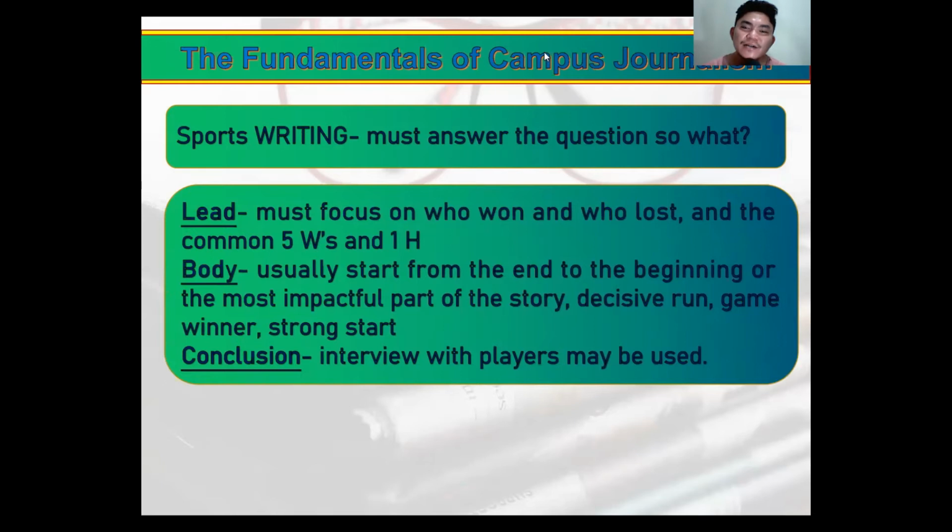Okay. Now, it also follows that structure: lead, body, conclusion. What is the difference then? Let us have this meaning. The lead must focus on who won and who lost, and the common five Ws and one H. We are usually after knowing who won and who lost, right? Then the body usually starts from the end to the beginning, or the most impactful part of the story: decisive run, game winner, strong start, or the key player, the star player.